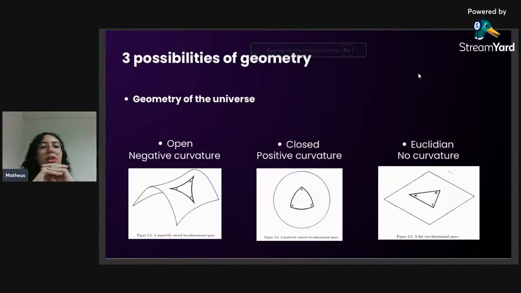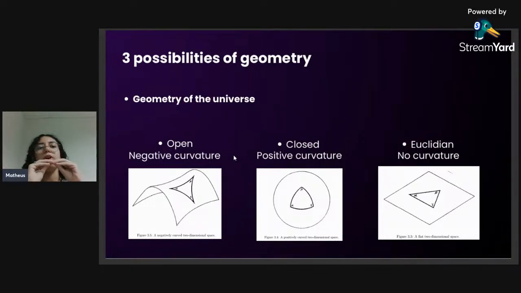Okay, so to characterize the universe, we have another parameter that we call the geometry. There are three possibilities of geometry for the universe. We can have an open universe, which has negative curvature; a closed universe, which has positive curvature; and a Euclidean universe, which we can also say is flat, with no curvature. So we have these three types of possible geometry for the universe.